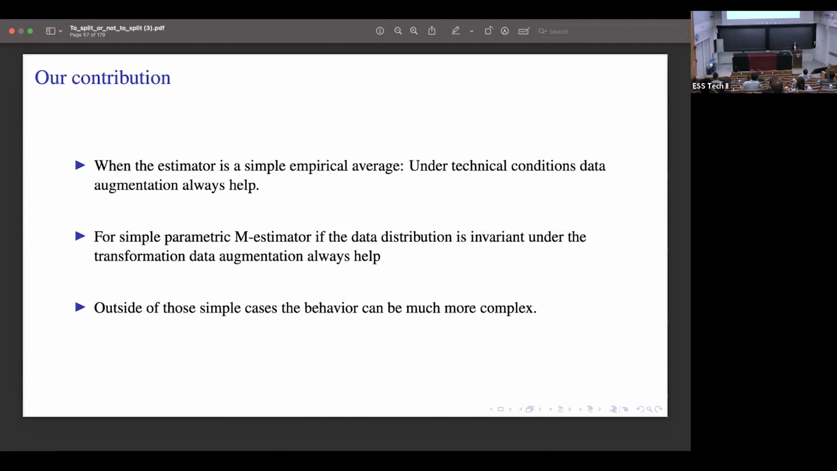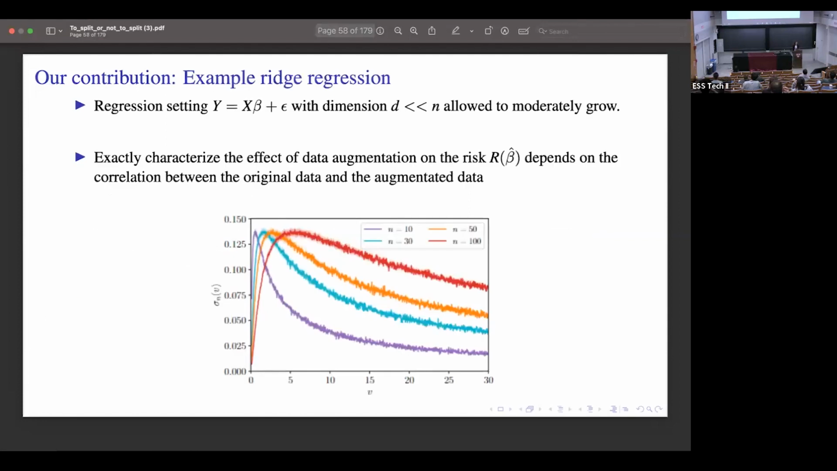And rather than give you a full theory, I'm going to just show you 2 examples quickly. One is in the simple ridge regression setting. So this is in the regression setting. I have y equal x beta plus epsilon. I don't know what beta is, and my goal is to try to estimate beta. The dimension here in this first example is assumed to be much smaller than n. It can grow as a small power of n, but it has to be much smaller than n. So here we are in the under-parameterized regime.